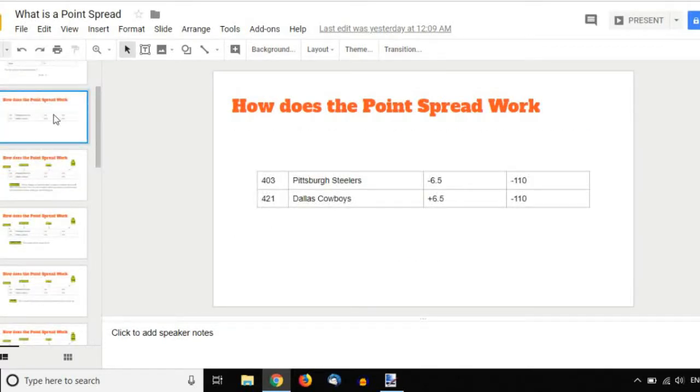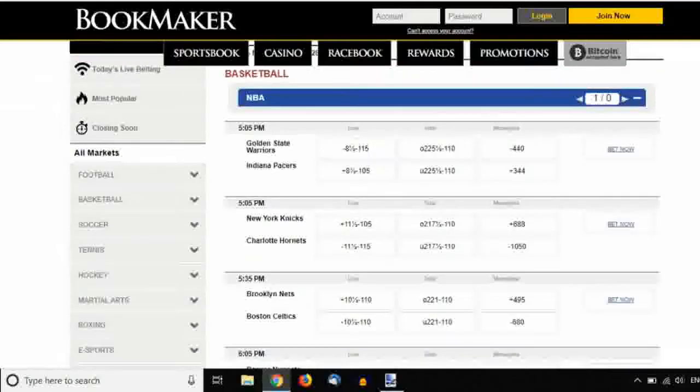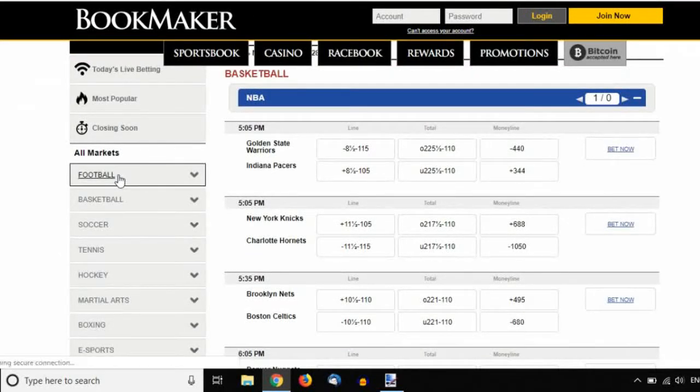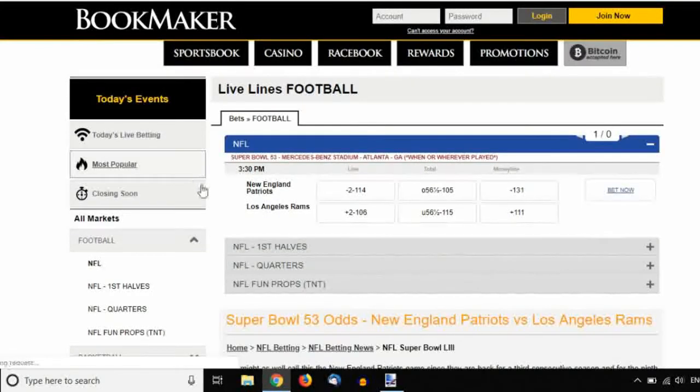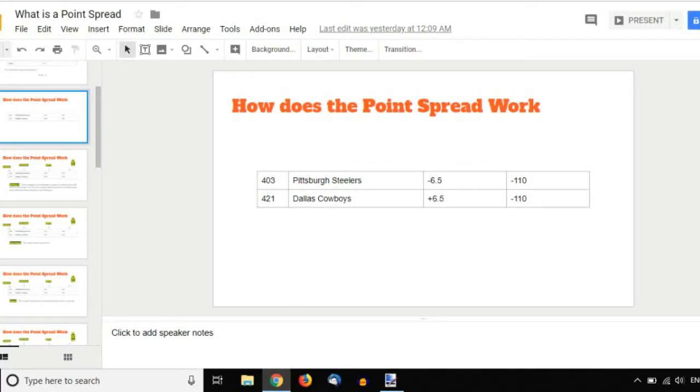So let's take a look at the line. If you were to go online, to something like Bookmaker, and we're taking a look, that's basketball, obviously, that I have up there. But if we're taking a look at football, I can't get it to come up. We don't have a whole lot of football. We have Patriots and the Rams. It's Super Bowl weekend coming up, so you can take a look at what an actual betting line looks like here. So when you're taking a look at that line, this is part of what you're going to see here. We'll go into this a little bit deeper.